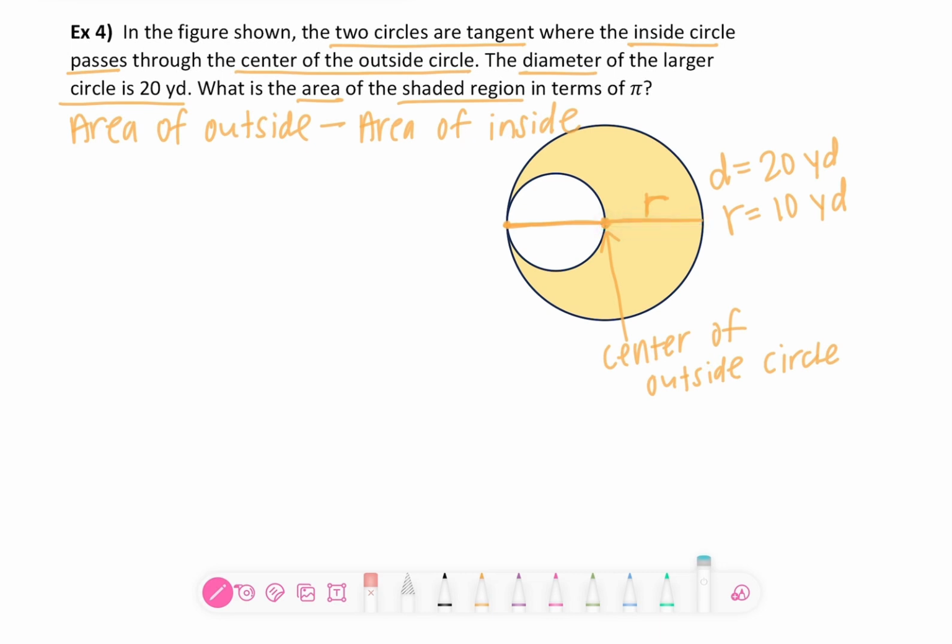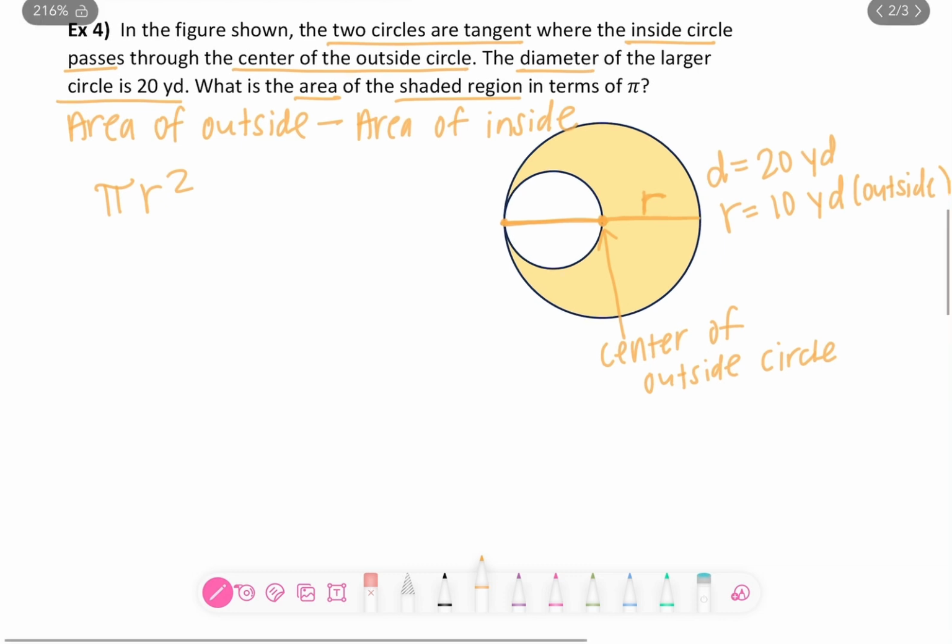So then if I want the radius of the smaller circle, remember, you can only find area if you have the radius. So the area formula is pi r squared, right? We have the radius of the big one, this is the radius of the outside. Now we need the radius of the inside circle. That means it's going to be half of whatever this is, and that's the same as the other side. So those are both 10.